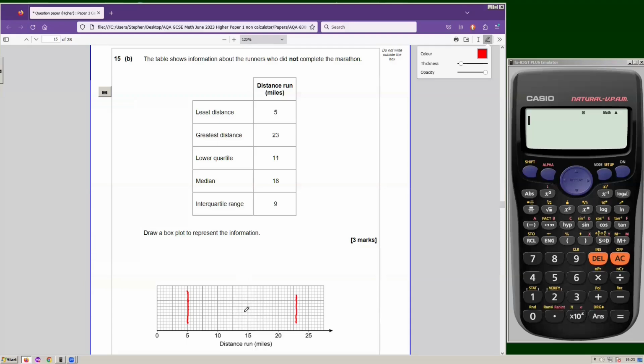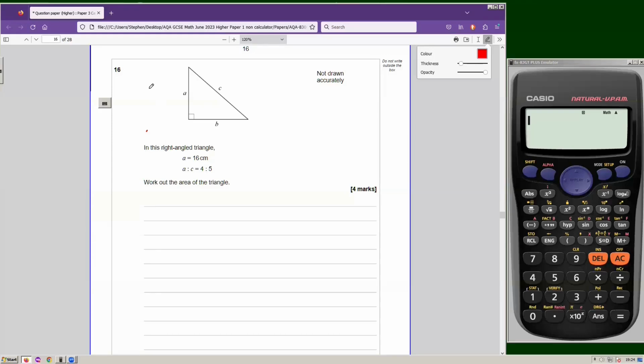The median is 18. Lower quartile is 11. That's here. The interquartile range is 9. So that was 11. The interquartile, it's going to go up to 20 then, isn't it? 20 is here. So that's our box, basically. My ends didn't need to be quite as big. So that's our median there. This is our lower quartile. This is our upper quartile. Okay. That should do it.